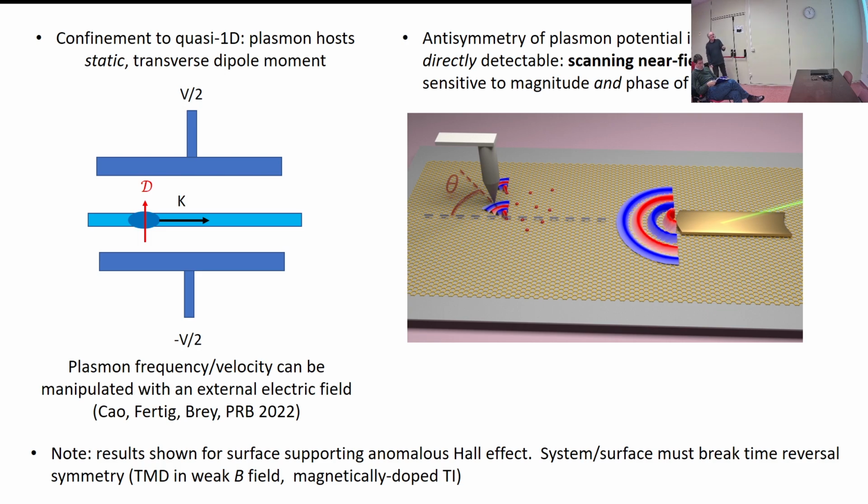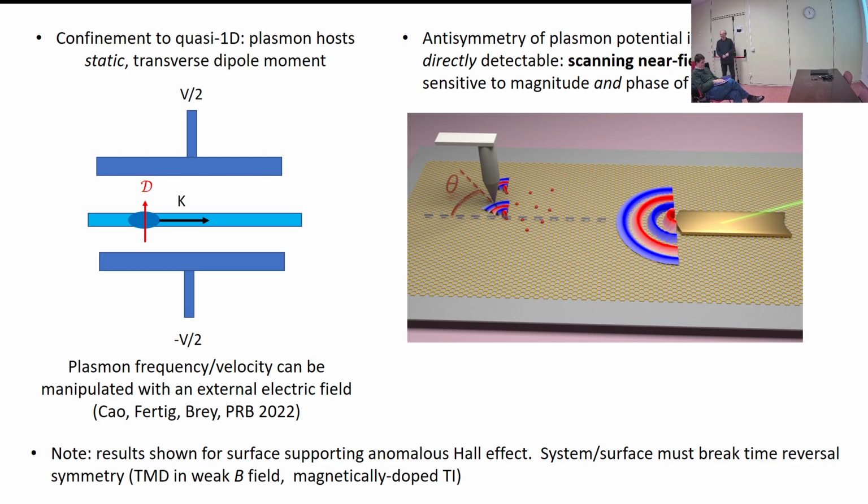And in these 1D settings, the plasmon actually essentially moves with a velocity. The dispersion is essentially linear in K. The energy is linear in K, and so there's some velocity that the plasmon will move with. And with an external electric field, you could change that velocity. So this is a way of seeing that the system actually has a dipole, that the excitation has a dipole moment.